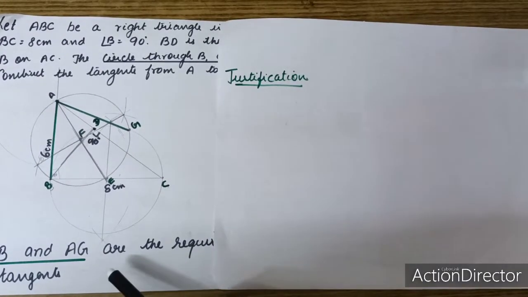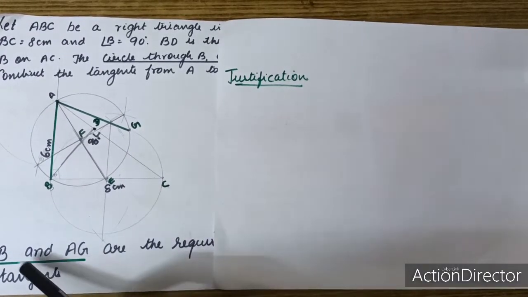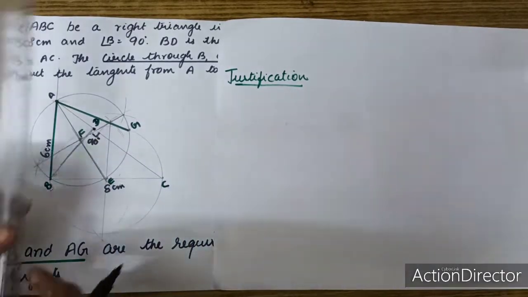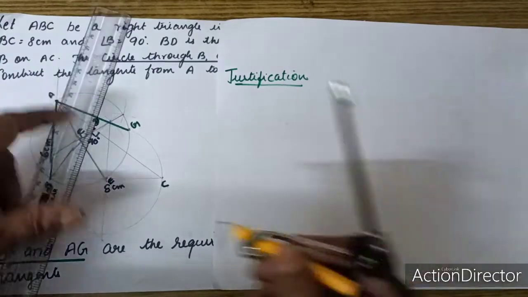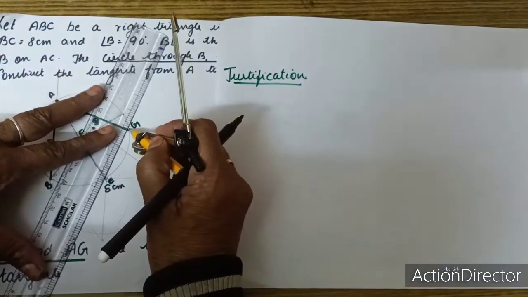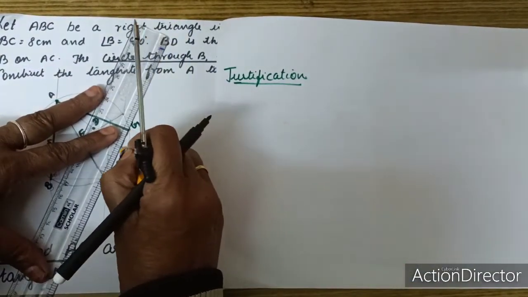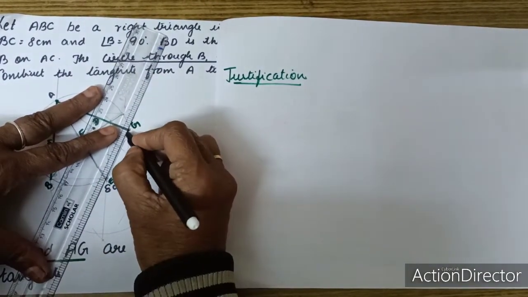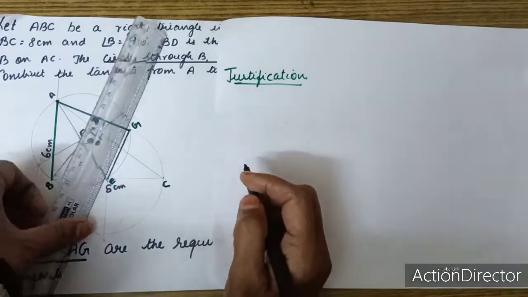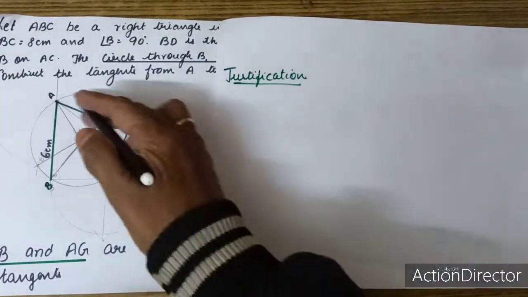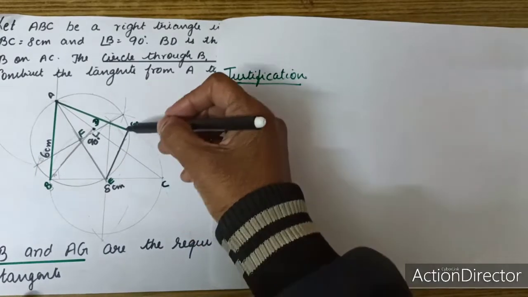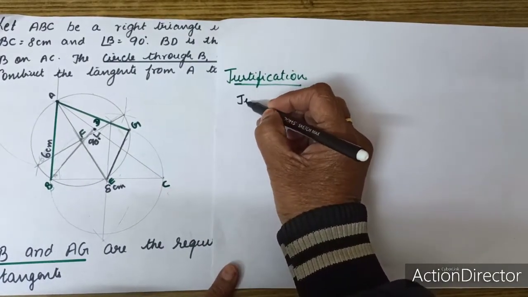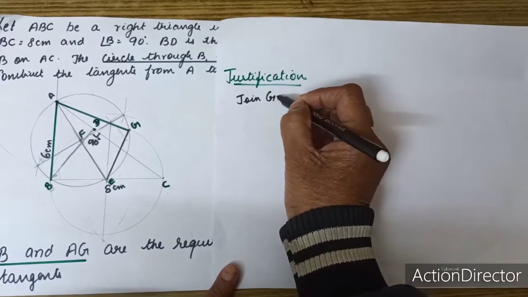Now do the justification for these tangents, that is showing that AB and AG are the tangents for the circle. For that, let us join GE now. Let us join GE with the dotted lines. You can also use black pen. So I have joined GE. Now for this circle, EG is the radius of the circle. So first what you are going to do, you are going to join GE.